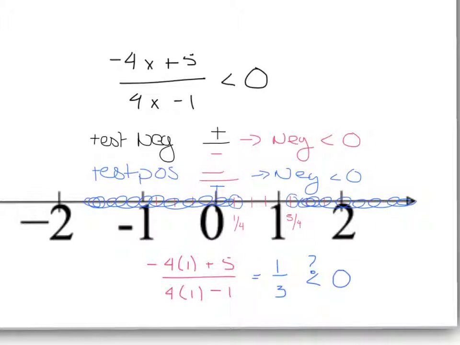So our solution is set. Now all I have left to do is write my solution interval. From -infinity, because remember we're going from left to right, to 1/4, not including that point, union, to 5/4, not including that point, so that's parentheses, towards positive infinity.